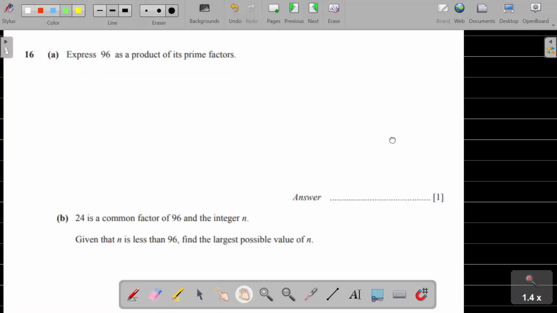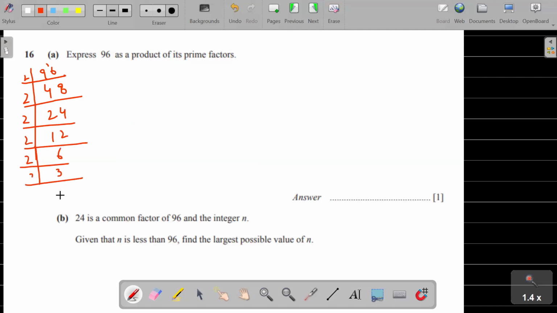All right. Express 96 as a product of its prime factors. Okay, let's do that. 96. 2 fours are 8, 1 carry forward, 16, 2 8s are 16, 2 2s are 4, 2 4s are 8, 2 1s are 2, 2 2s are 4, 2 6s are 12, 2 3s are 6, 3 1s are 3. Okay, 1, 2, 3, 4, 5. 2 is 5 times, so 2 times 2 times 2 times 2 times 2 times 3. We can write this as this one.